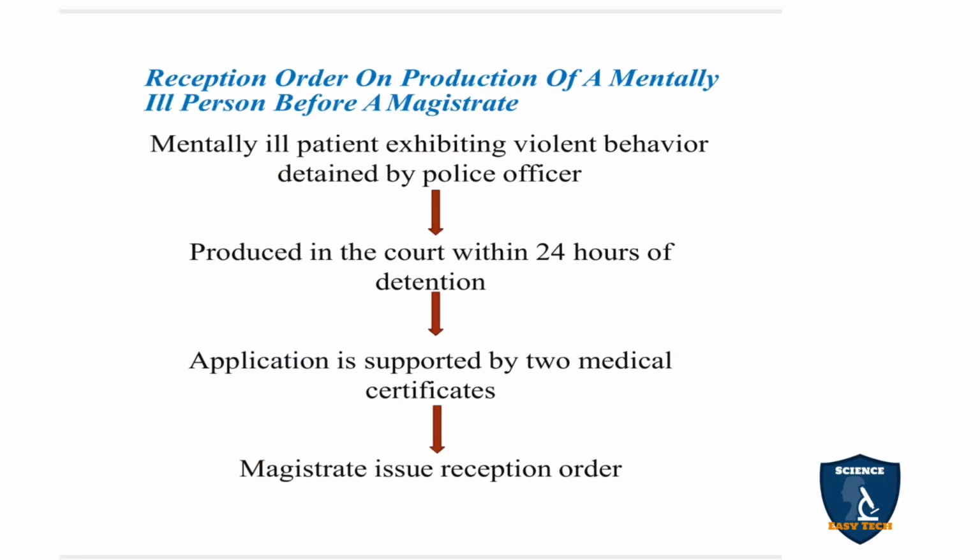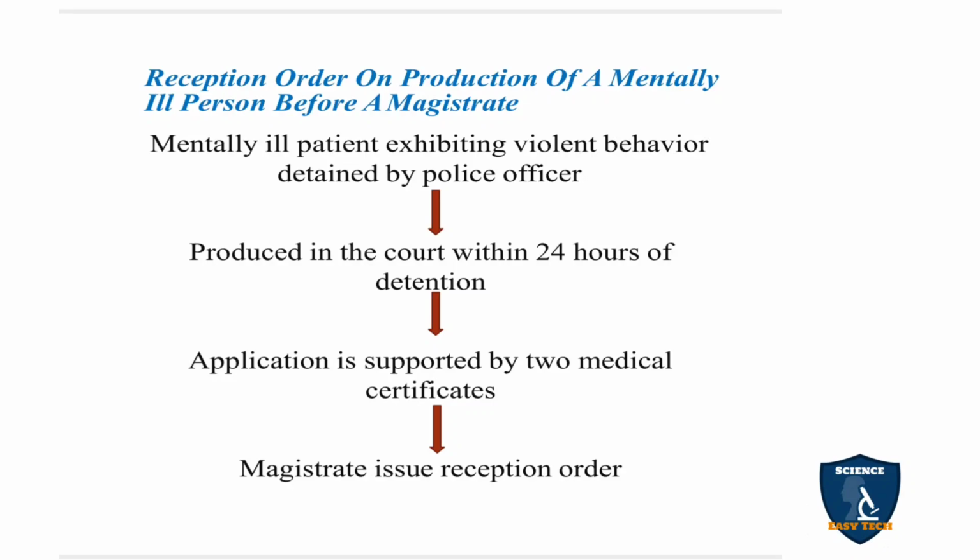Next, reception order on production of a mentally ill person before a magistrate. So here a mentally ill patient exhibiting violent behavior is arrested or detained by a police officer. Suppose a mentally ill person has some violent behavior, so he has to be arrested by a police officer, and the police officer should produce that particular person within 24 hours. So after arresting the person, he has to produce that person in the court within 24 hours of detention.